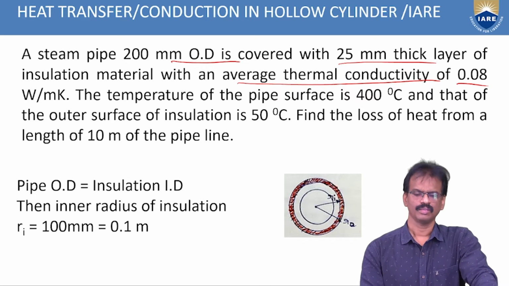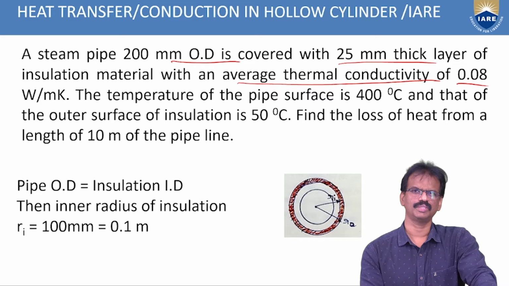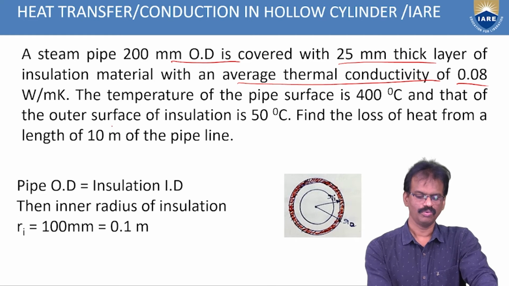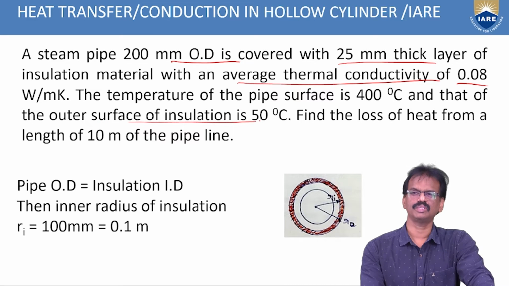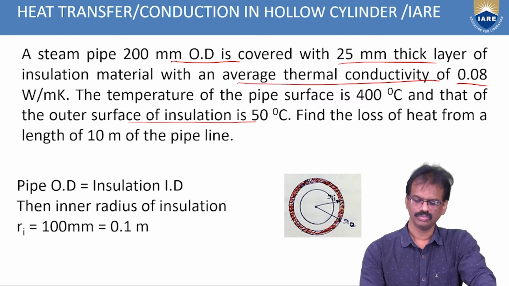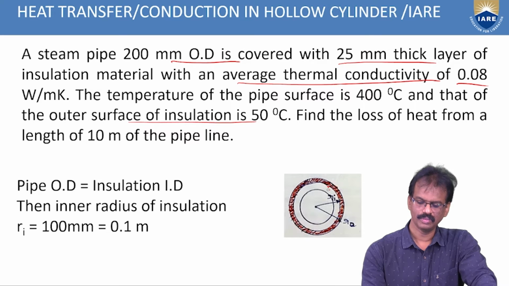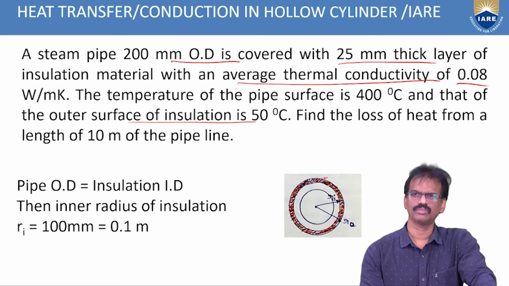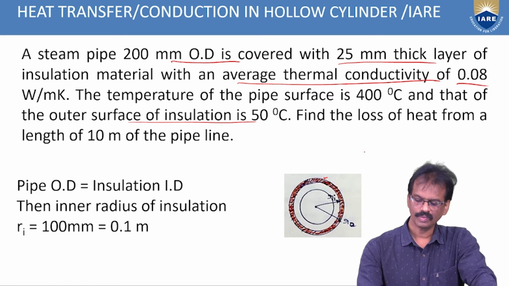Next, the temperature of the pipe surface is 400. So the outside surface temperature of this steam pipe is given. Next, the outer surface temperature of the insulation is also given.